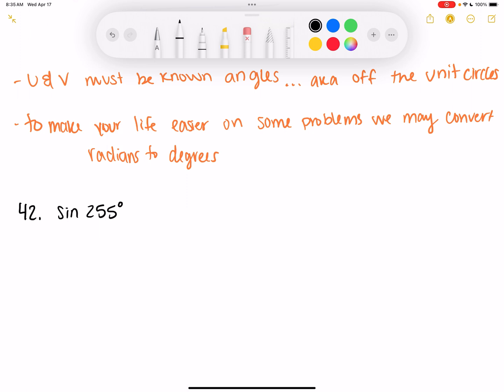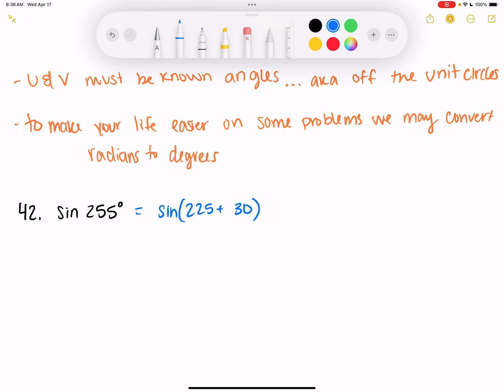So we're going to write this as the sine of 225 plus 30. And it can also be, I didn't say this, angles that are being subtracted. So it could have been like 300 minus 45. That also would have worked, because those are also known angles. But we're going to do the adding one for right now.